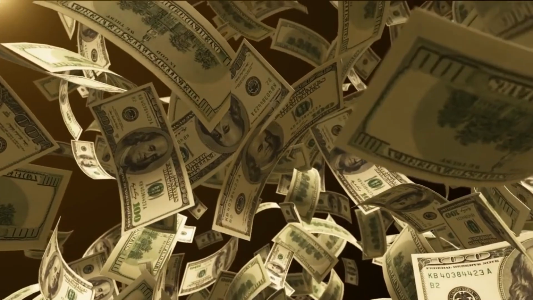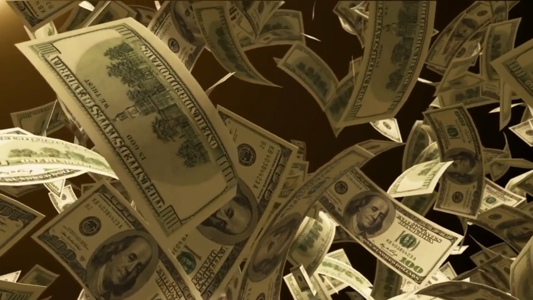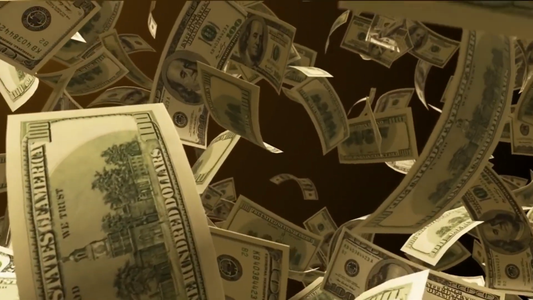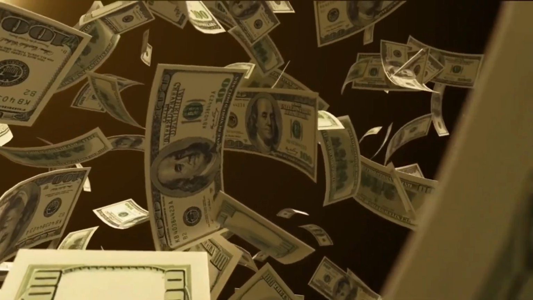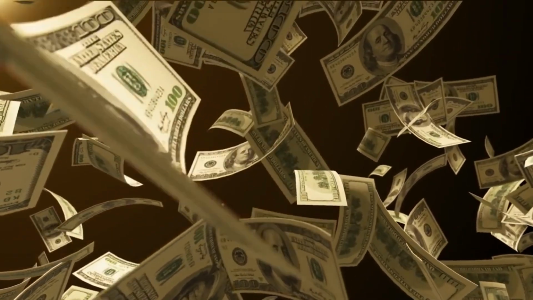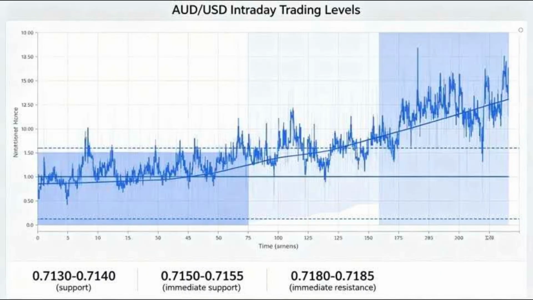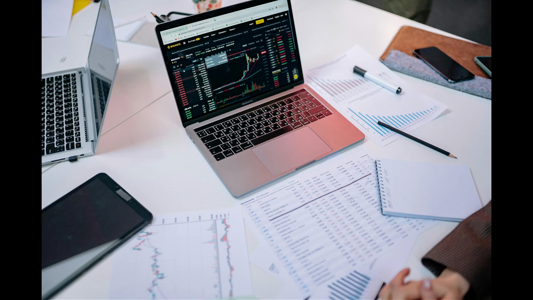If inflation expectations rise, the Fed may be forced to delay its planned rate cuts, which would strengthen the US dollar and put pressure on the Aussie. On the flip side, higher oil prices also benefit Australia's energy exports, which could provide some support to the Aussie. It's a delicate balance, and one we'll be monitoring closely throughout the day.